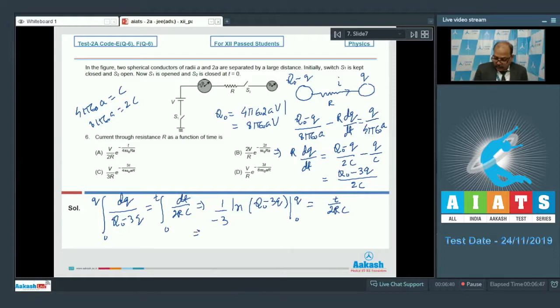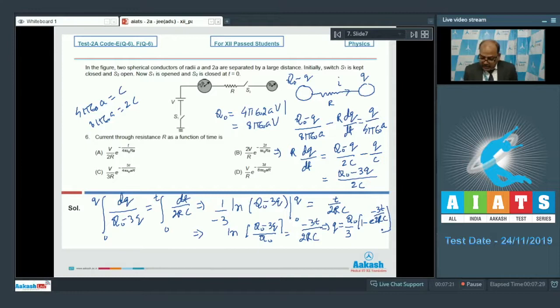So we have now, if I substitute the values, we get ln Q0 minus 3q divided by Q0 is equal to minus 3t upon 2RC, and this gives us the value of q on further simplification as Q0 by 3 into 1 minus e to the power minus 3t upon 2RC. This is the expression for charge as a function of time t. The value of Q0 is already there.